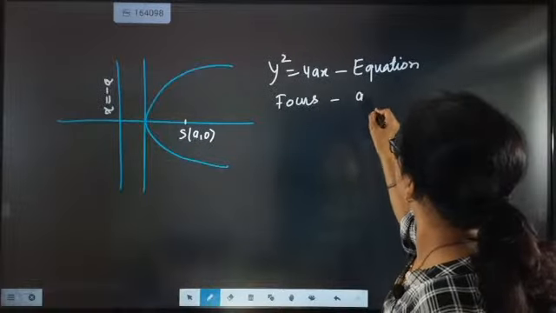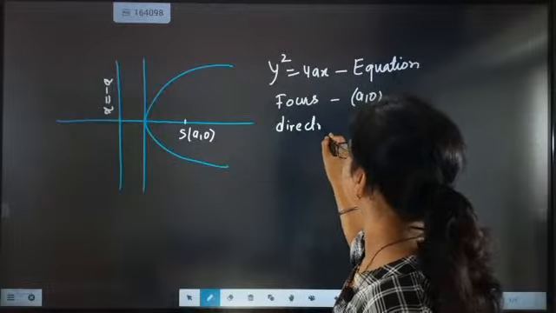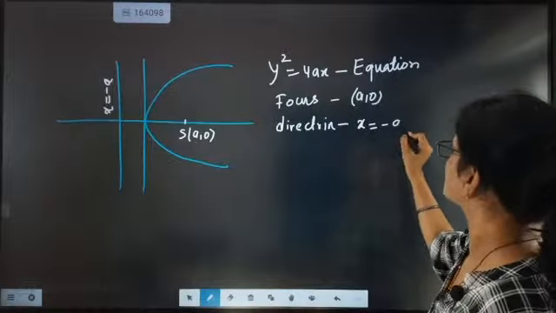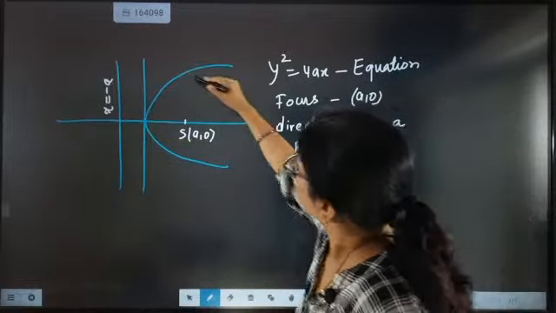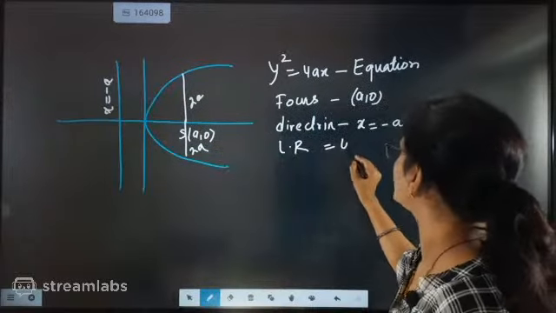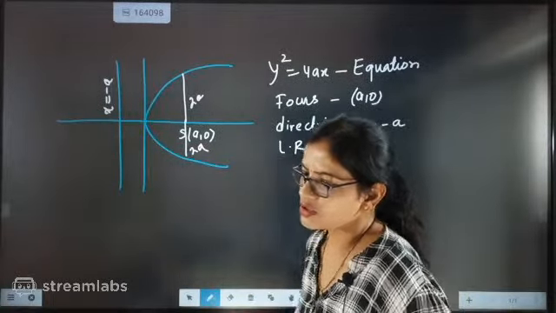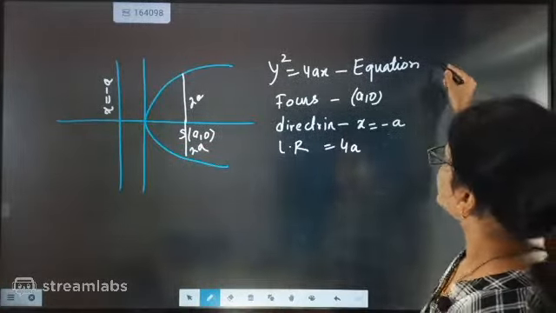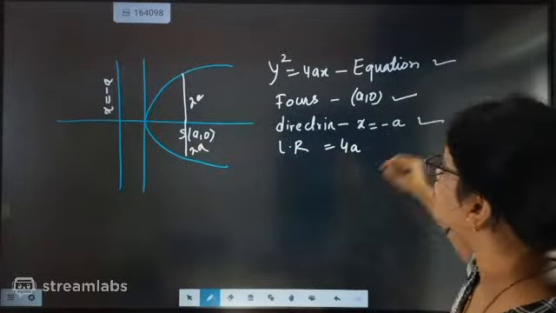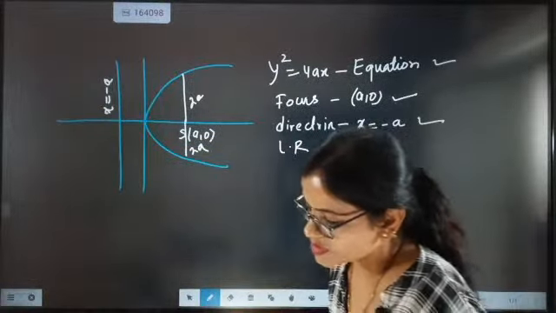Focus is a comma 0. Directrix is x equal to minus a here. Latus rectum is 2a and 2a, so latus rectum is going to be 4a. Till here everybody understood? y square equal to 4ax is the equation for this parabola. Focus is coming as a comma 0. Directrix is x equal to minus a. Latus rectum is coming as 4a. Till here everybody understood? Length of latus rectum is coming as 4a.